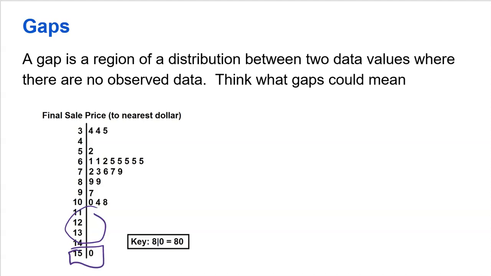Again, maybe that's an outlier. Oftentimes, outliers do create these gaps in your data where no data existed. Sometimes it's worth mentioning those if you're going to talk about the data.